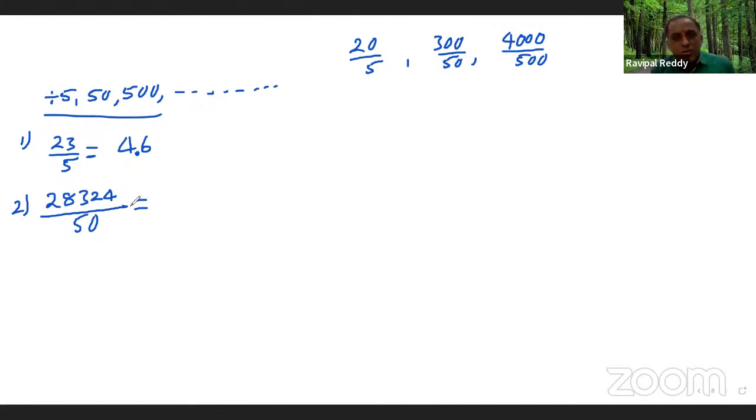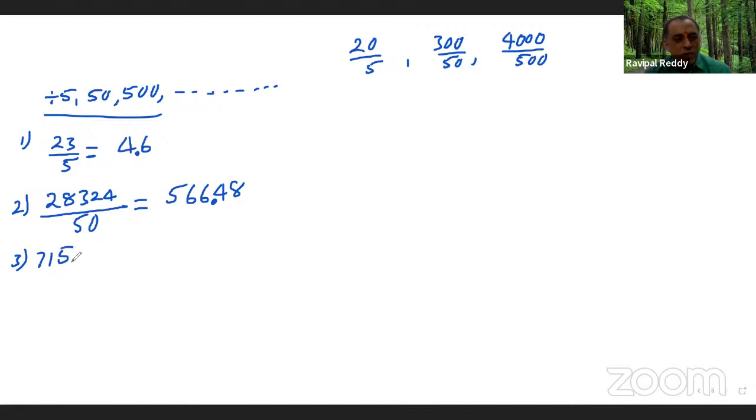Double means multiply with 2. So what is the double of the numerator? It is 56,648. Then how many digits are there in the denominator? Here only 2 digits are there. Put a point after 2 digits from the right side. 566.48. See, within 5 seconds we got the answer.